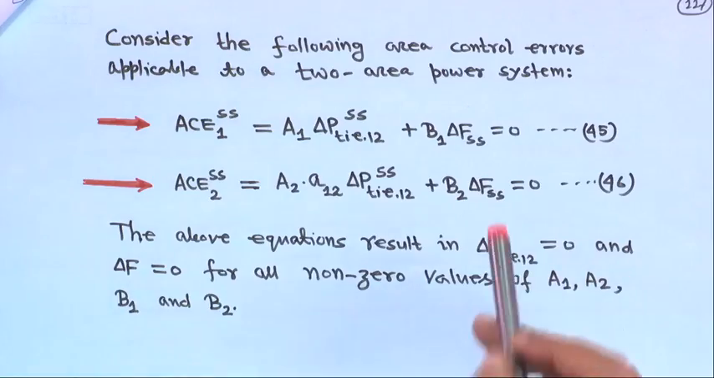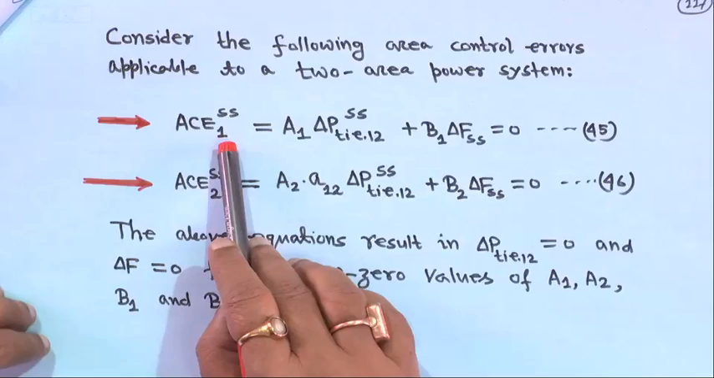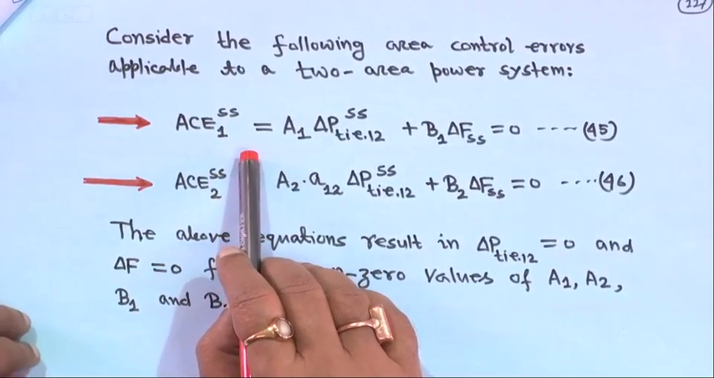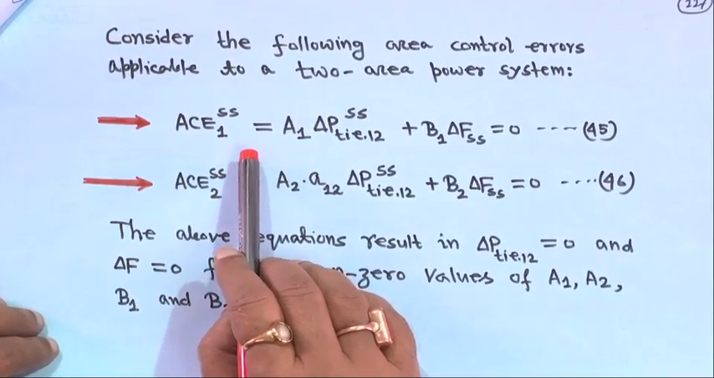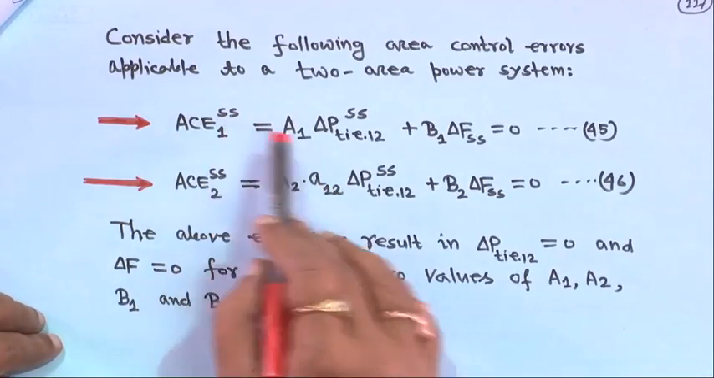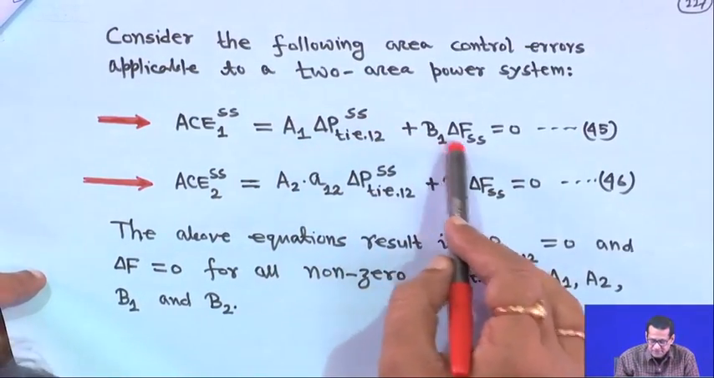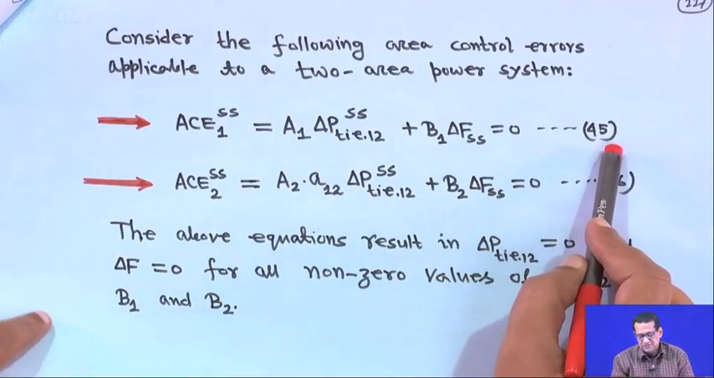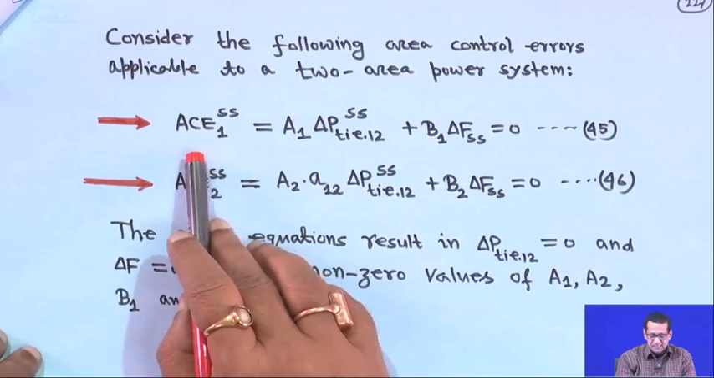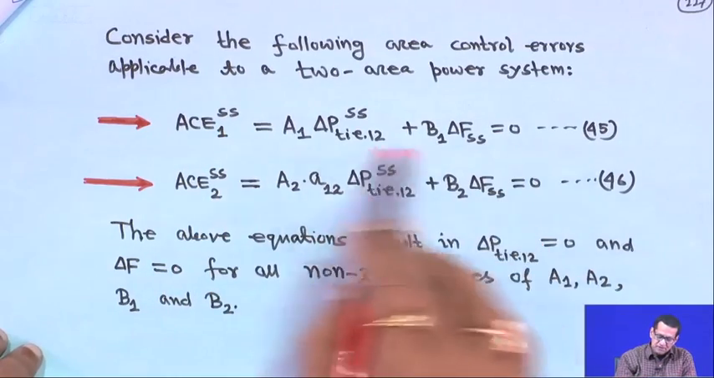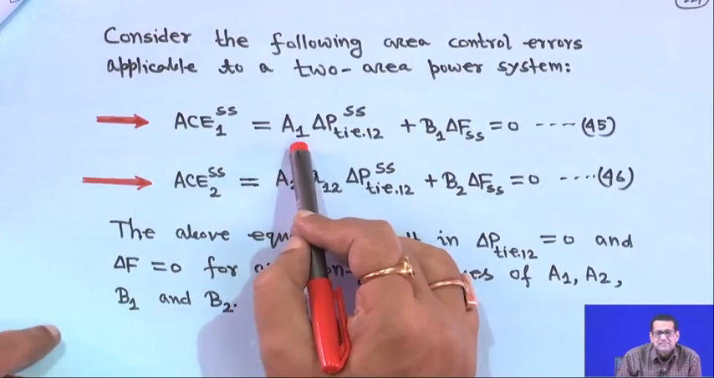Now the question is, consider the following area control errors applicable for a 2 area power system. We know ACE1 is equal to B1 delta F1 plus delta P tie 1-2. Now suppose ACE1 steady state value is A1, a constant, multiplied by delta P tie 1-2 SS plus B1 into delta F SS is equal to 0. This is equation 45, because whenever you put integral or supplementary control action, ACE1 steady state will become 0. A1 is some constant.